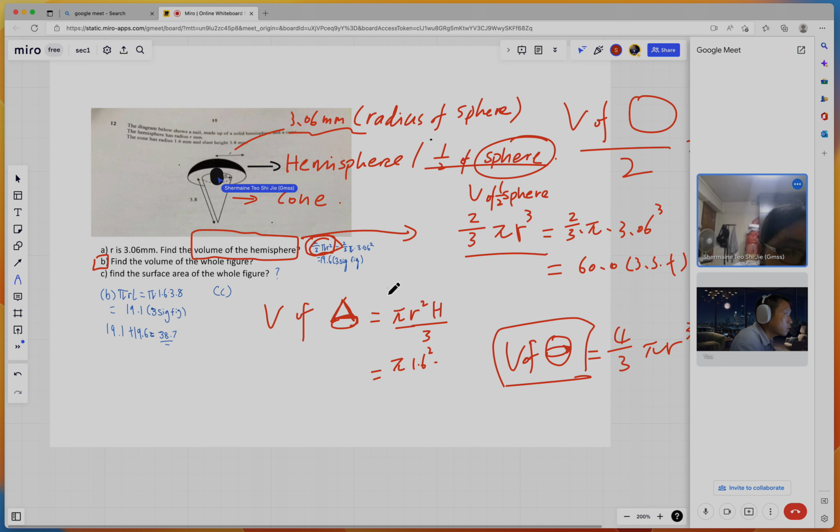You have to choose the right thickness. Very good. Is the height given? No. But can you find it? Can you find or not? Yes. How? How to find the height? I have drawn for you already. How do you find the height?